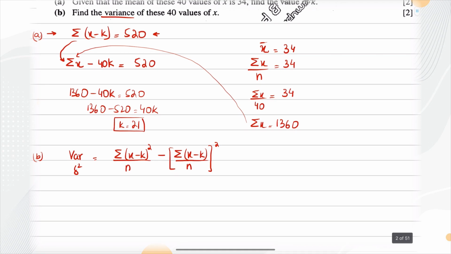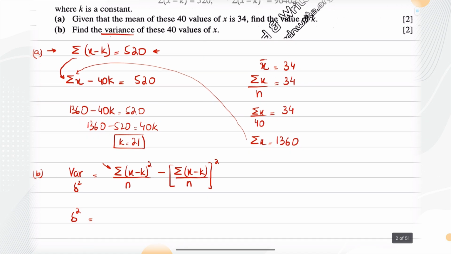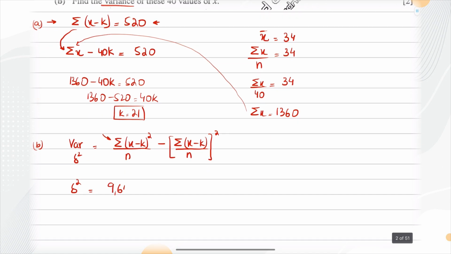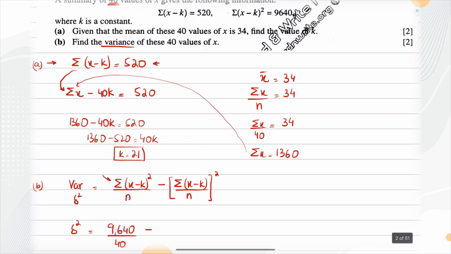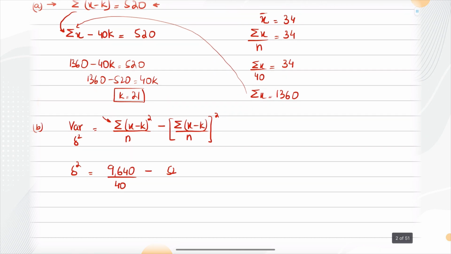Now, if you notice, we have pretty much enough information to figure out the variance. So variance, which is sigma squared. This is something that's already given in the question: summation (x minus k) whole squared is 9640. So I'm going to replace that with 9640 divided by 40, since we have 40 terms, minus summation (x minus k), which is 520. So 520 over 40, the whole thing squared.